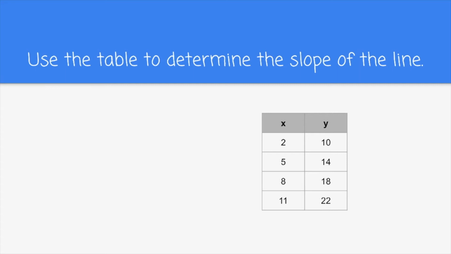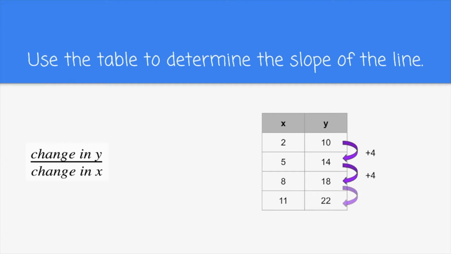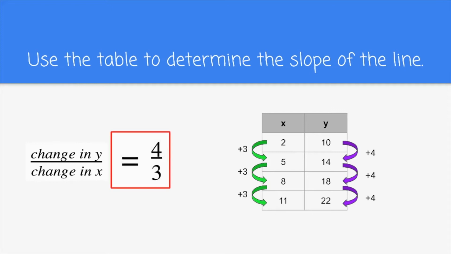To find a slope from a table, we're going to remember that slope is our change in y over the change in x. So if we start with our y column and find the difference of the numbers, you'll notice that each number is going up by 4. Then let's look over on the other side and find our change in x. In this side, we'll notice the x values keep going up by 3. So if I plug in these numbers, my change in y over the change in x, my slope is going to be 4/3.